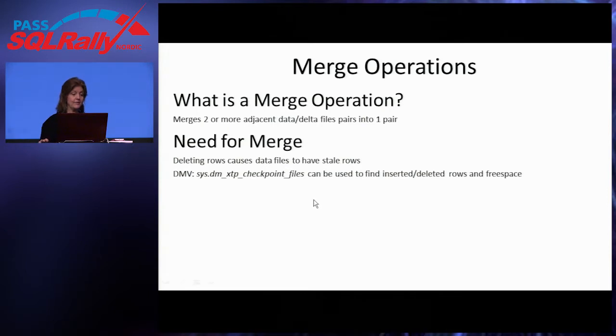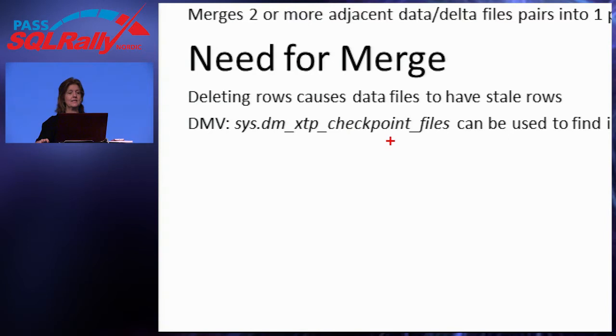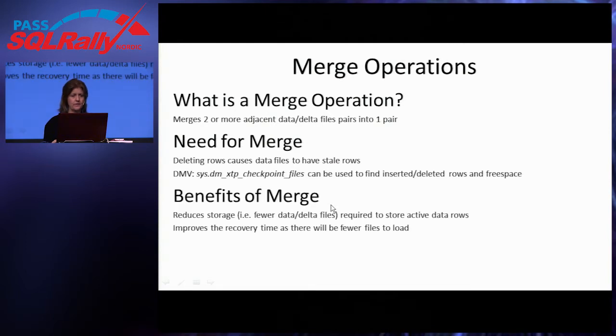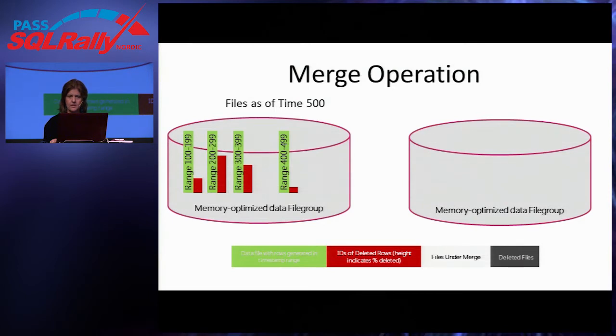There is a metadata view. Here's our first look at the name of a metadata view, DMXTP checkpoint files. There's that XTP for extreme transaction processing. And basically, the two purposes are to save disk space and improve the recovery time. This is an online and background operation. You may never know it's happening if you're not keeping an eye on the metadata. So there's an animation to step through the merge process. I don't think I'm going to do that.